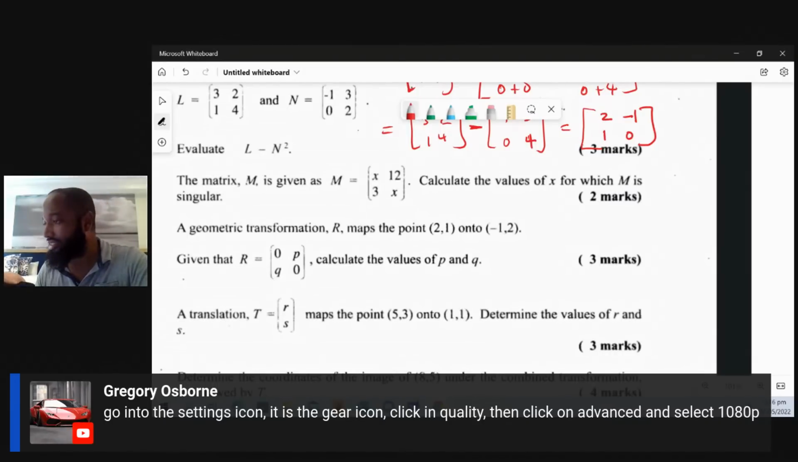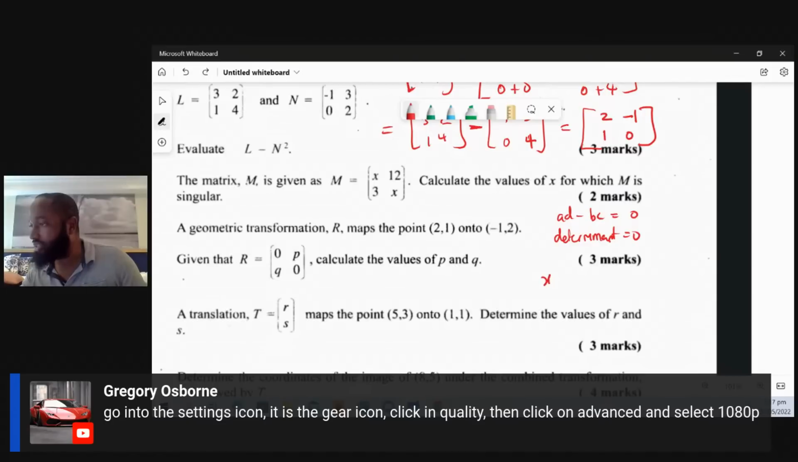I'm collecting this. The matrix M is given, x 12 3x, calculate. So for it to be singular, AD minus BC must be equal to 0, or what they call the determinant. The determinant must be equal to 0. So AD, think of this as A, B, C, D, right? Those are the positions there. So you want x squared minus 36 equal to 0. You understand? That's x squared, and this by this is 36. So you're seeing clearly that x squared must be equal to 36.